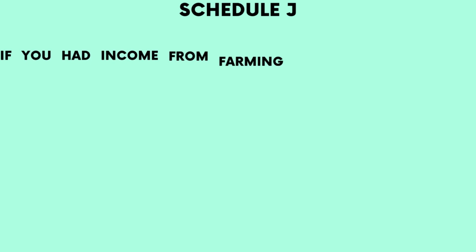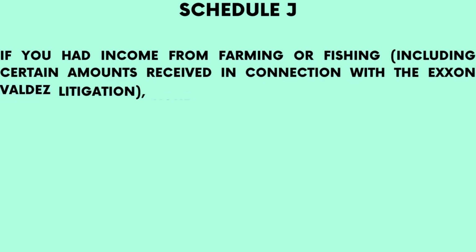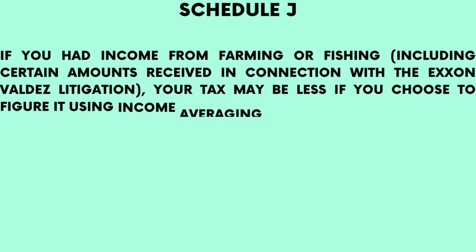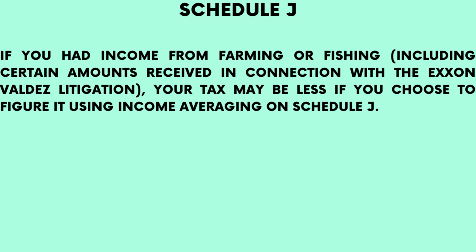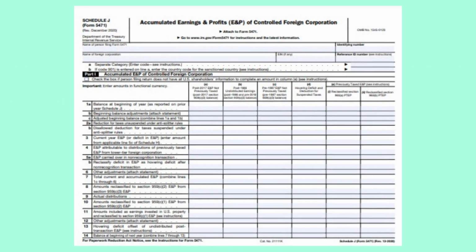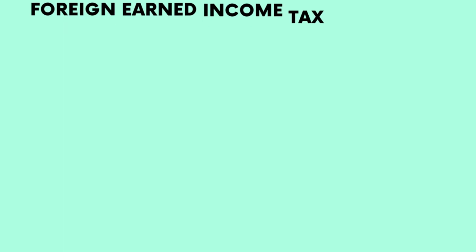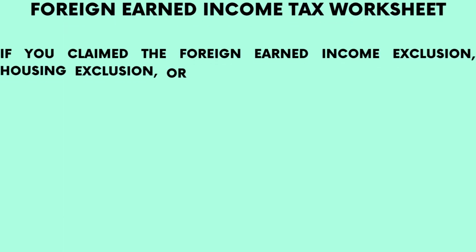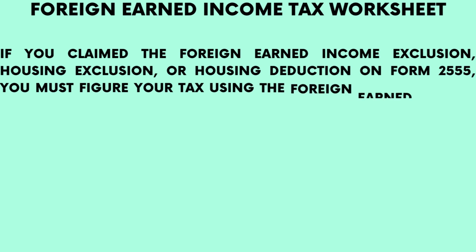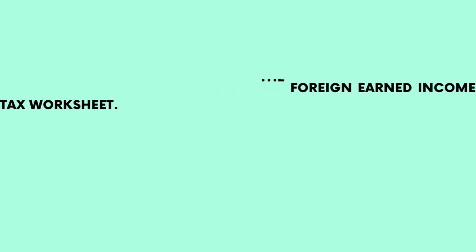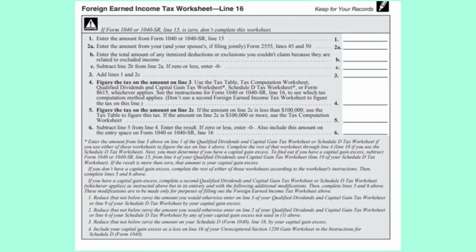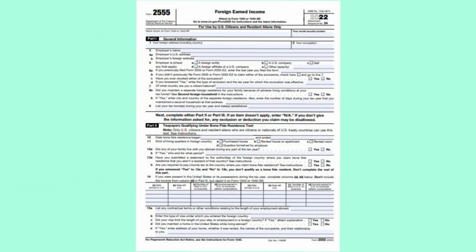Schedule J. If you had income from farming or fishing, including certain amounts received in connection with the Exxon Valdez litigation, your tax may be less if you choose to figure it using income averaging. If you claimed the Foreign Earned Income Exclusion, Housing Exclusion, or Housing Deduction on Form 2555, you must figure your tax using the Foreign Earned Income Tax Worksheet.